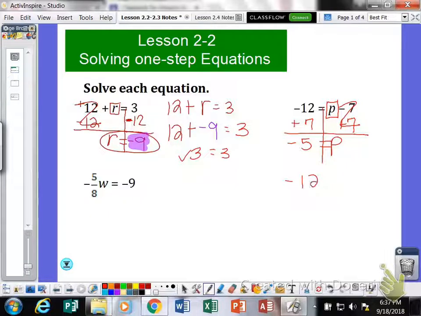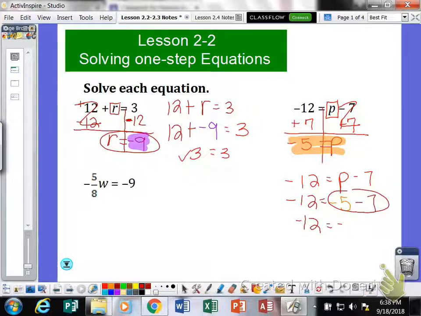So negative 12 equals p minus 7. We're saying that p is equal to negative 5. So what I want to do is I want to substitute negative 5 in for p. And then do the rest of the math here. So negative 12 equals negative 5 minus 7. Negative 12 equals, when I actually do this math right here, it's negative 12. It checks out. So therefore, I am done with that question.